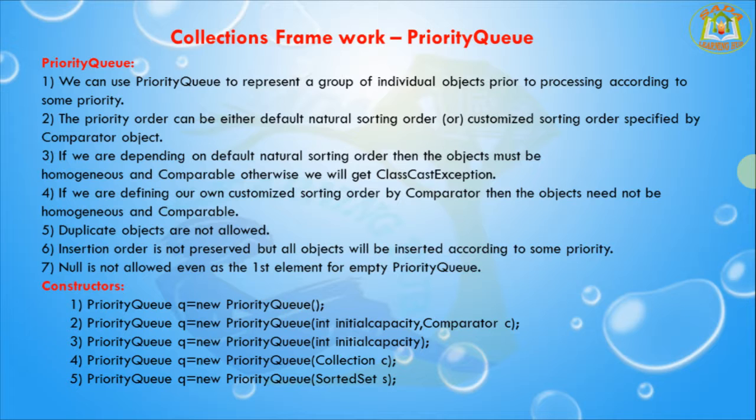The second one is a parameterized constructor. It takes two arguments: one is the initial capacity, of type integer, and the second argument is the comparator. The third constructor is a parameterized constructor. It takes the initial capacity of type integer. The fourth constructor is a parameterized constructor that takes a collection object. And the fifth constructor is a parameterized constructor that takes a SortedSet. The parameterized constructors are overloaded constructors. I can show one example on this.